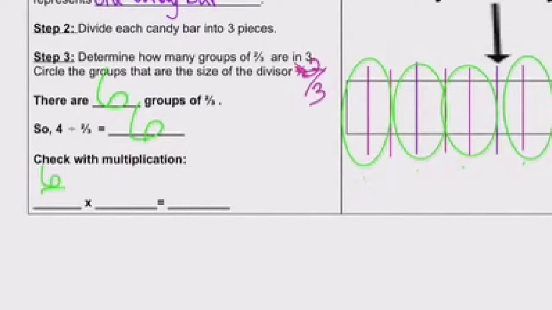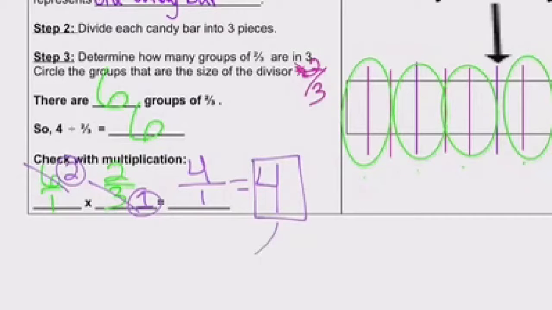So we're going to do 6 over 1 times 2/3. Again, I see some things we can cancel. 6 and 3 are both divisible by 3. 6 divided by 3 is 2. 3 divided by 3 is 1. 2 times 2 is 4. 1 times 1 is 1. And 4 over 1 simplifies to 4. And that's what we started with, so we know we did it correctly.